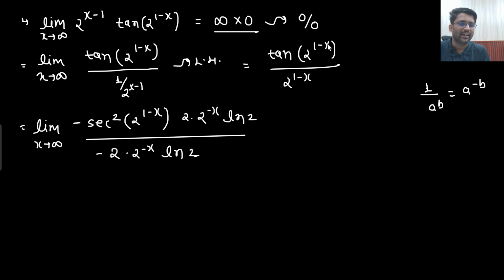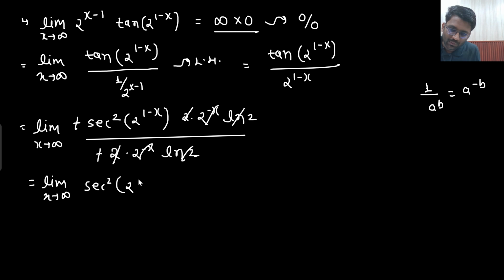Now I need to differentiate it. Have I already differentiated? Yes, sir. 2 to the power minus x ln 2, and then negative sign. This I have already differentiated, so this will get cancelled out. This and this, everything will get cancelled out. Now you just need to put infinity here. So what answer will you get? Limit x tending to infinity, sec square 2 to the power 1 minus infinity. That will be minus infinity only, which we already know.